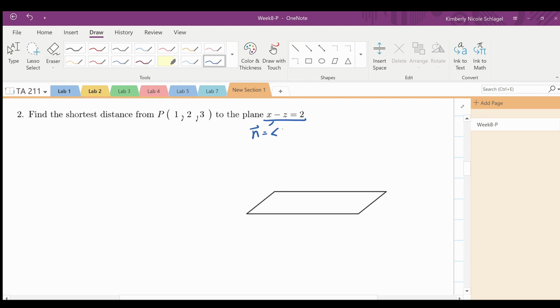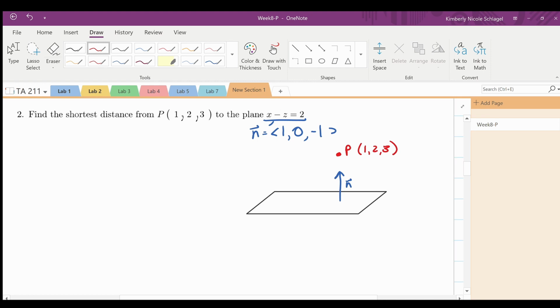It equals, well, there's a 1 in front of the x, so we have a 1. There's no y, so it's 0, and there's a -1 in front of the z. So we have 1, 0, and -1. So that's our normal vector. I'm going to draw our normal vector right here. And we also have our point. So this is our point P, and this equals (1, 2, 3).